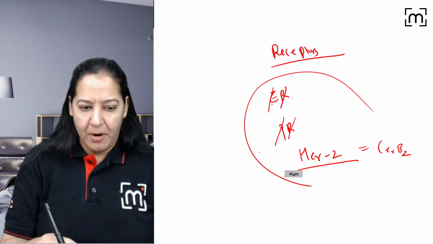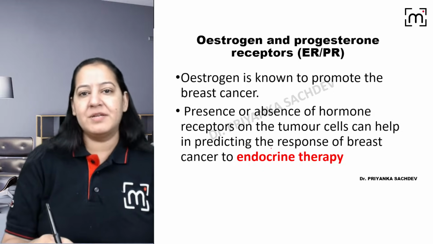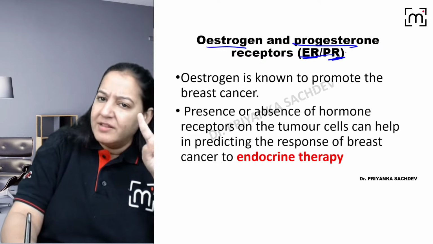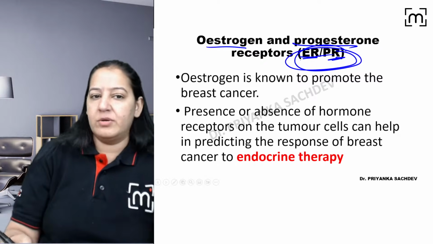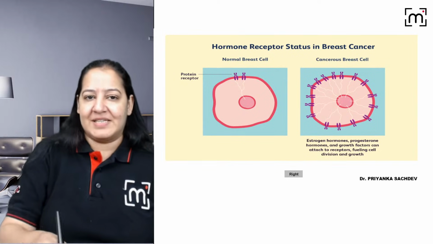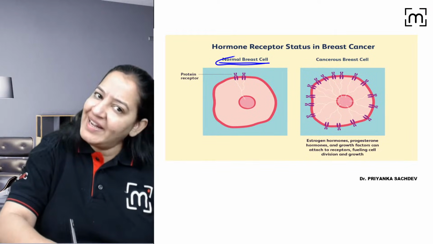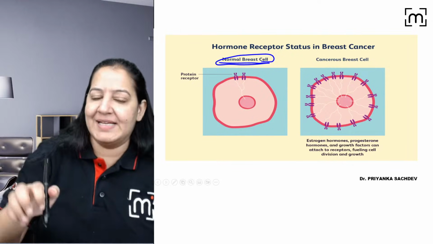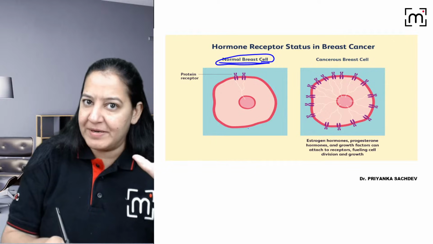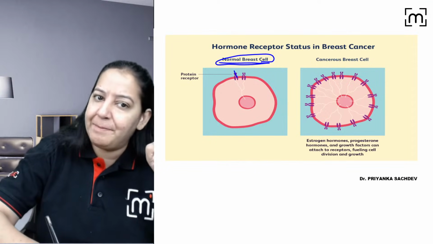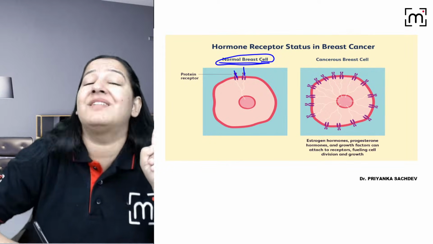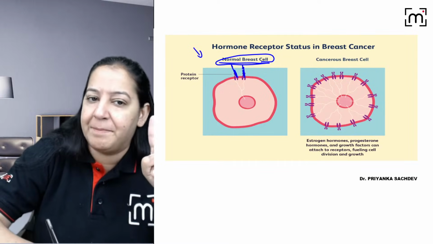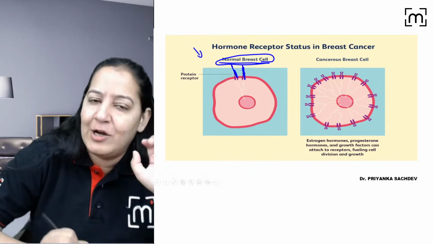So the first receptors are the estrogen receptor and progesterone receptor, ER and PR. They are always taken together. These are the breast cells of a normal lady who doesn't have breast cancer. Can you see one of the breast cells? On the surface of the breast cell, ER and PR both are present. Listen, they are present in normal ladies also who don't have breast cancer, but in low amount.